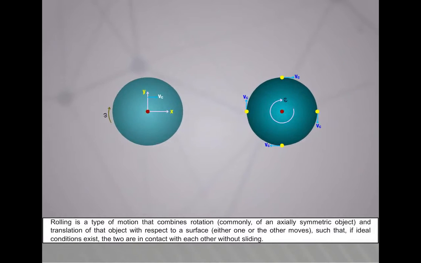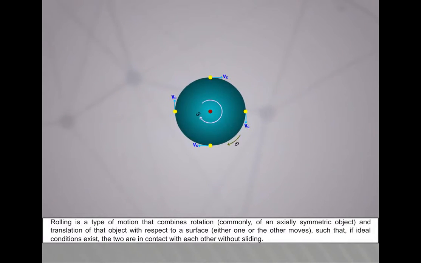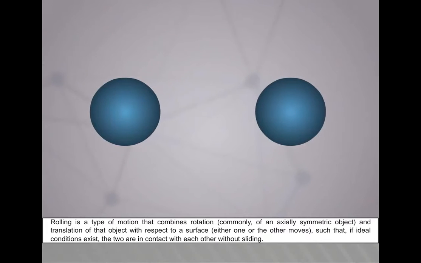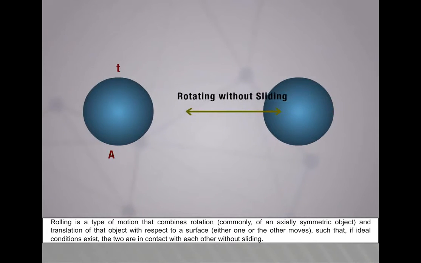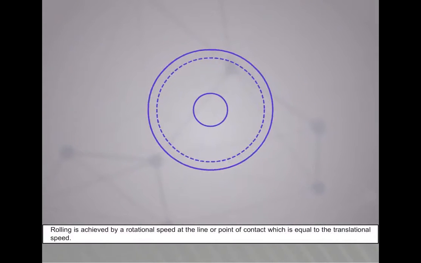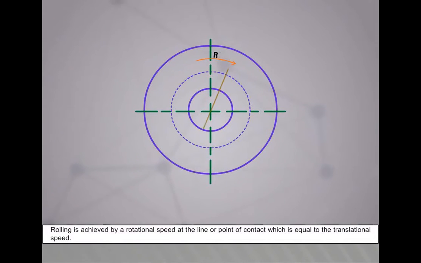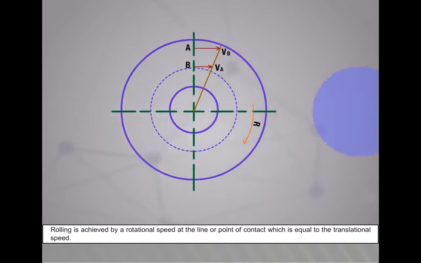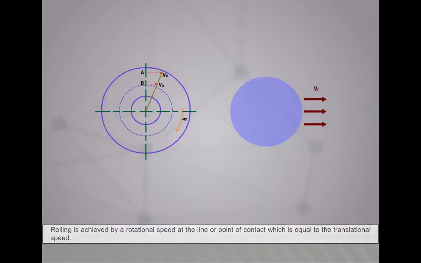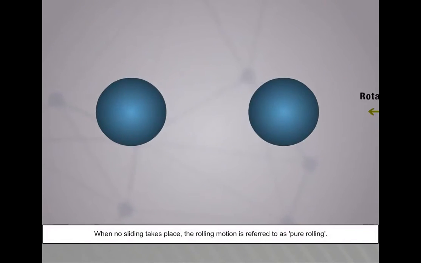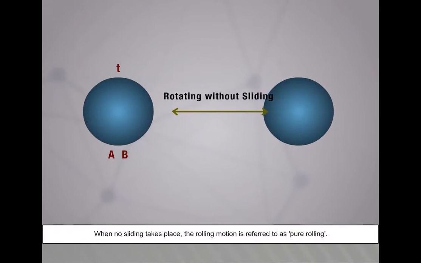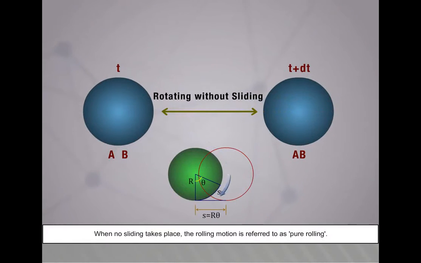Rolling is a type of motion that combines rotation, commonly of an axially symmetric object, and translation of that object with respect to a surface. Either one or the other moves, such that if ideal conditions exist, the two are in contact with each other without sliding. Rolling is achieved by a rotational speed at the line or point of contact which is equal to the translational speed. When no sliding takes place, the rolling motion is referred to as pure rolling.